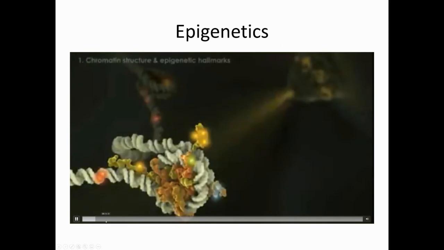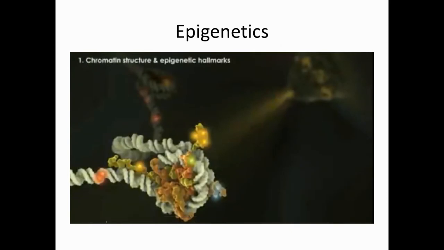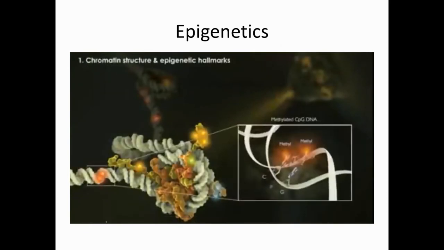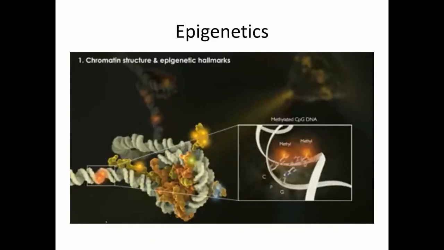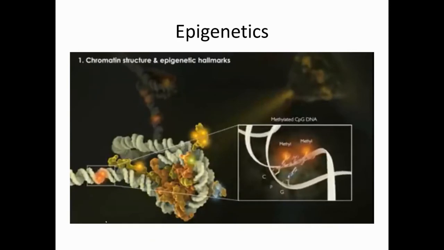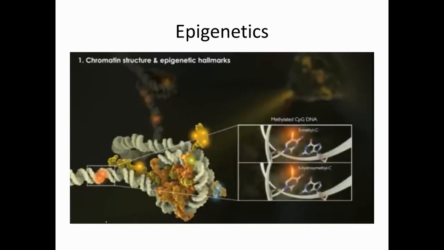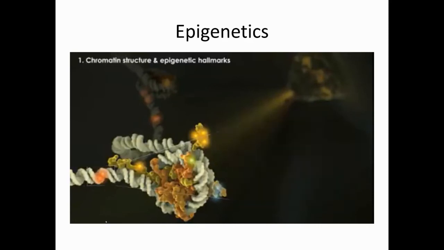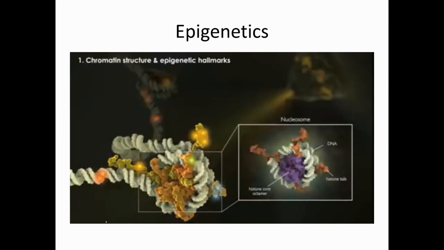Epigenetic regulation encompasses a number of different modifications to chromatin. These include methylation of the DNA on cytosine bases, a modification that can further be oxidized, as well as modification of the histone tails that emanate from the core of the nucleosome.